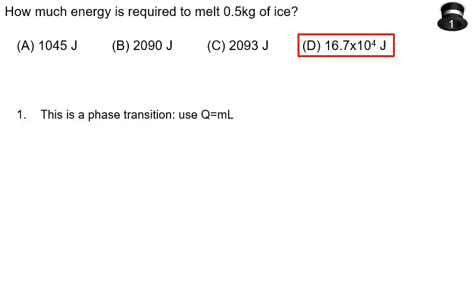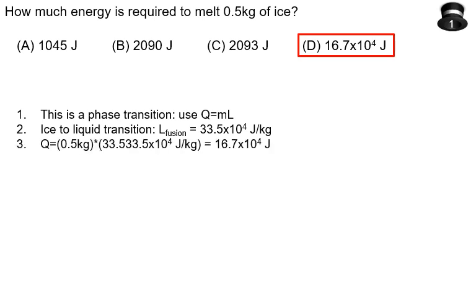So this is a phase transition. If we just tell you how much is required to melt it, we're assuming that we're at the proper temperature. So the phase transition energy is mass times latent heat of fusion in this case, because we're going solid to liquid. Latent heat of fusion we just gave on the previous slide, that's 33.5 times 10 to the 4 joules per kilogram. And we plug in those numbers, and we get 16.7 times 10 to the 4.